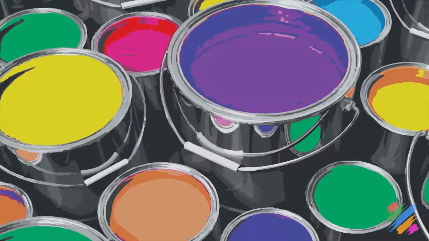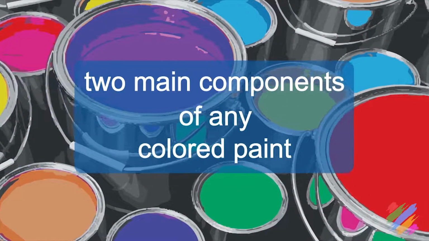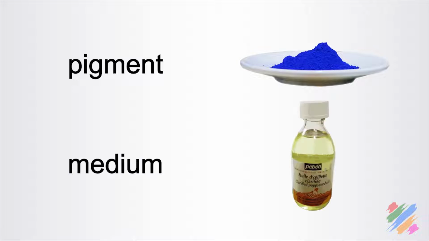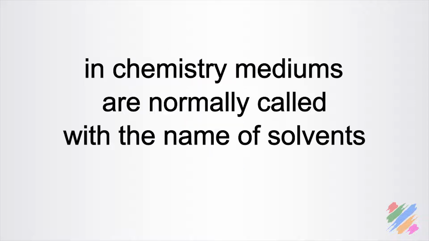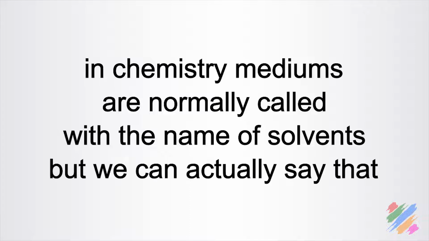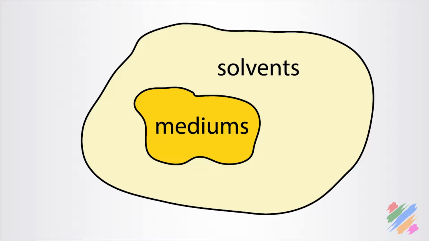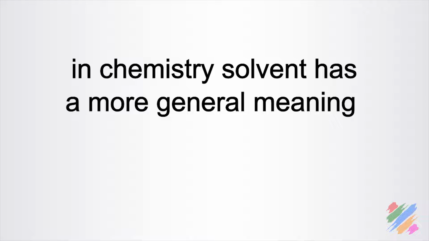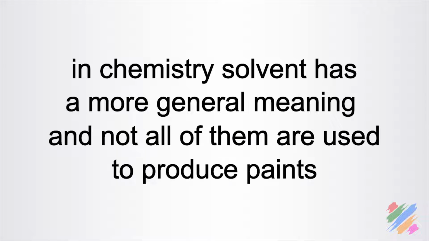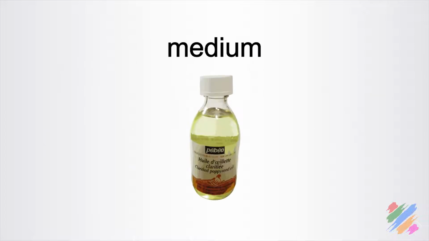Let's start now by introducing the two main components of any color paint: pigment and medium. Medium is a name mainly used in the art world. In chemistry, mediums are normally called solvents. But we could actually say that mediums belong to the solvents family. In fact, in chemistry, solvent has a more general meaning, and not all of them are used to produce paints. In the future, in this course, we are going to call them medium, but I think that you should know that you can find them under a different name.